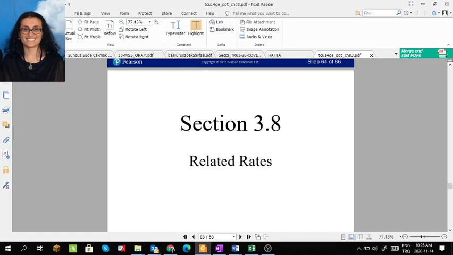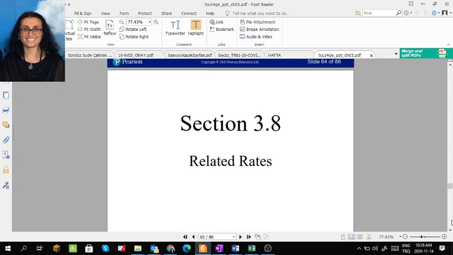Today we are going to be talking about section 3.8. This is about related rates. We are going to have some equations in variables, a couple of equations relating the variables, and then afterwards we are going to take derivatives of these variables with respect to the same independent variable and relate them. That's why this is called related rates.